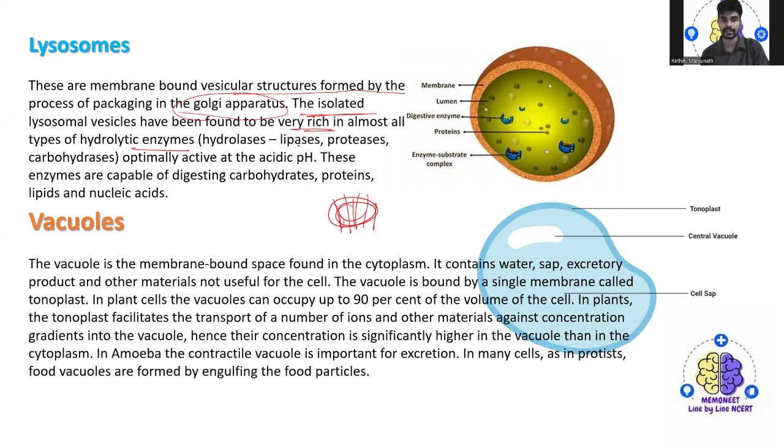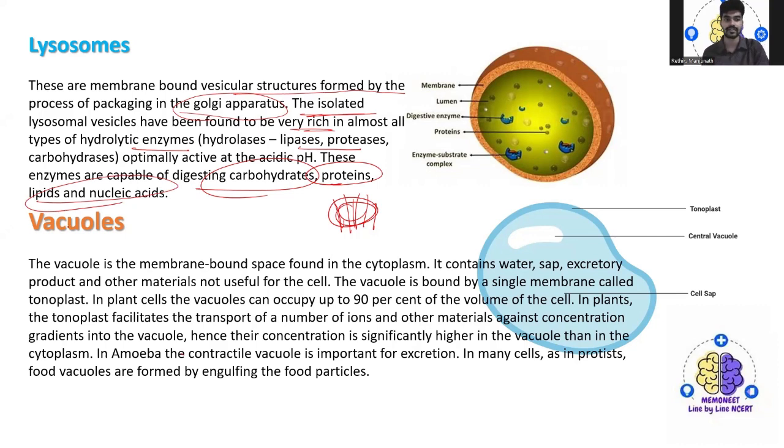So these hydrolyze lipids, proteins, and carbohydrates. They are optimally active at acidic pH. That means they are very active at acidic pH. So what are these enzymes capable of? They are capable of digesting carbohydrates, proteins, lipids, and nucleic acids. So this is the major function.